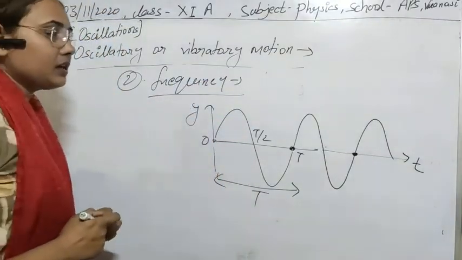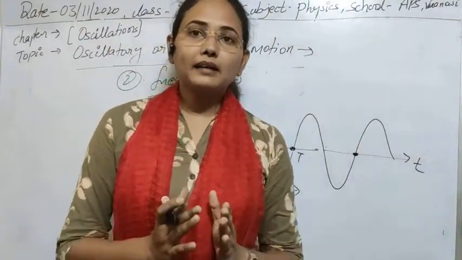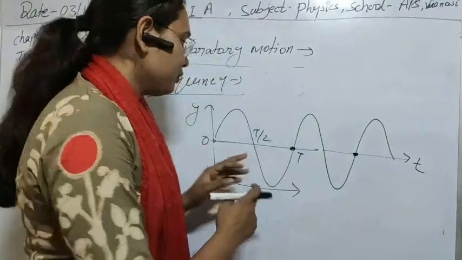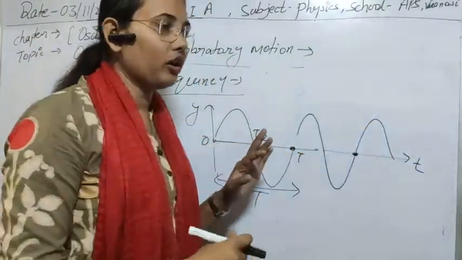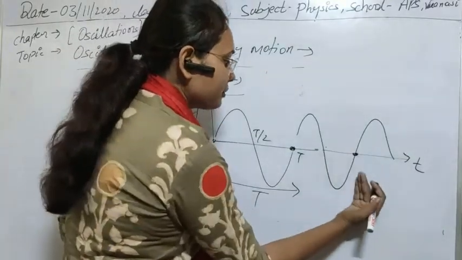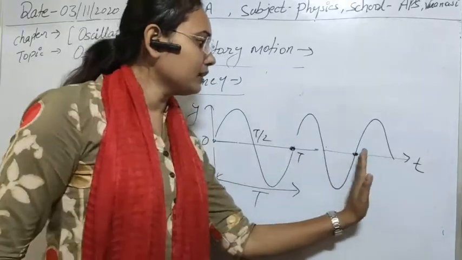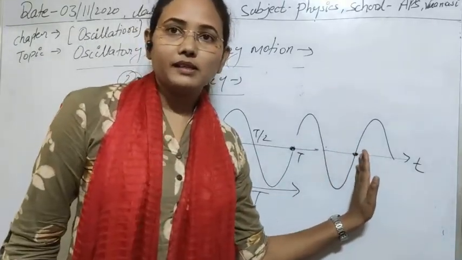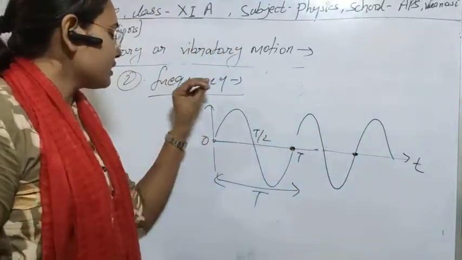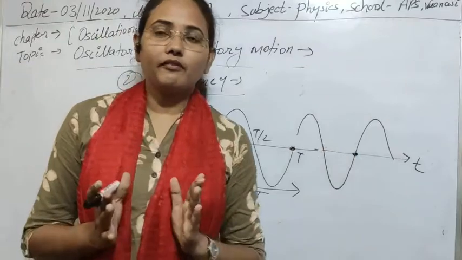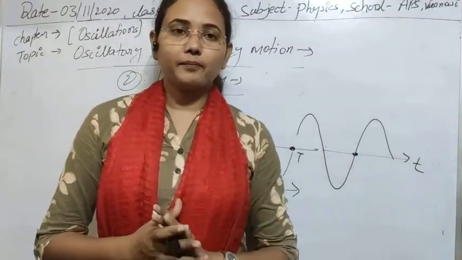So frequency is what? It is the number of periodic motions completed in 1 second. Suppose this is a periodic motion, and continually periodic motion is going on, and in 1 second suppose this periodic motion is completed. We are seeing that two periodic motions are completed in 1 second. So what will be the frequency of the oscillation? That will be 2 in this case. So simply, the frequency of oscillation can be defined as the number of periodic motions completed in 1 second.